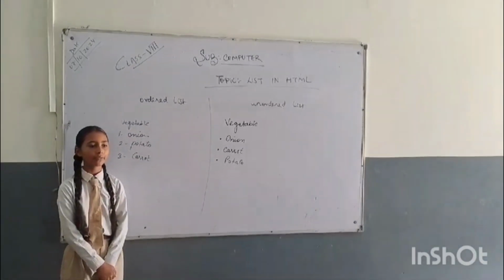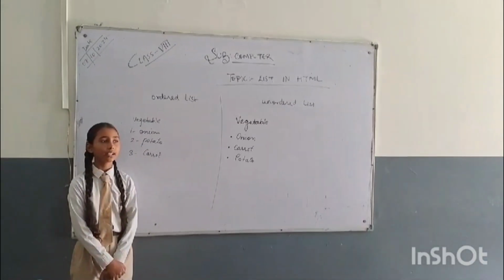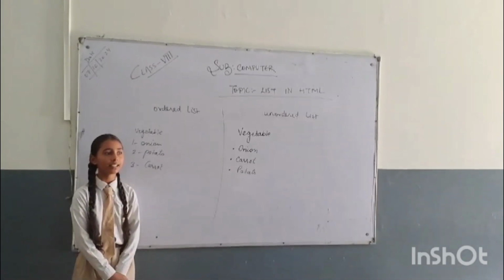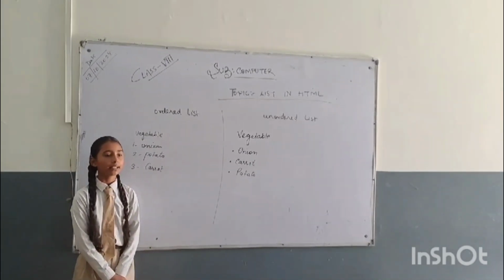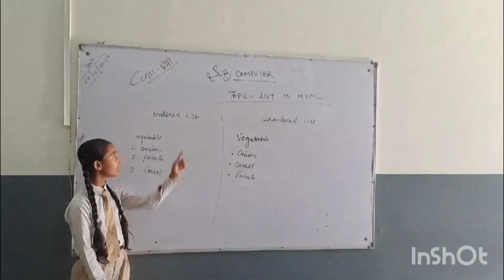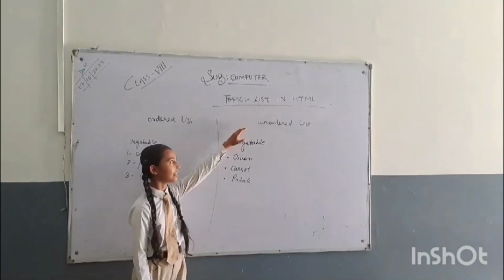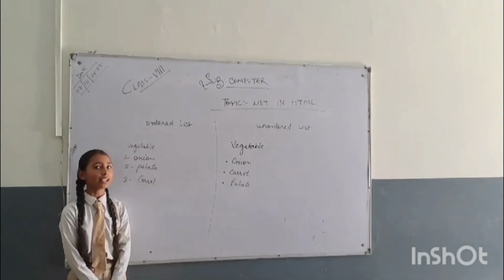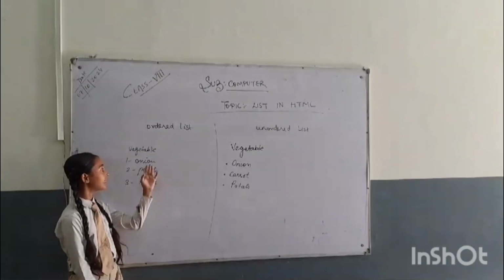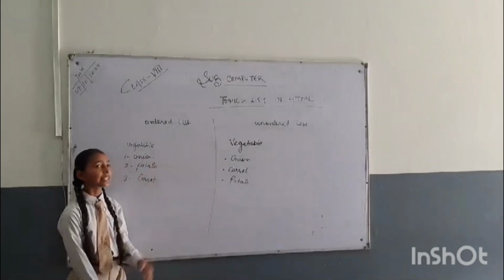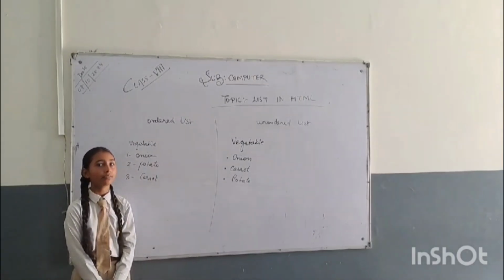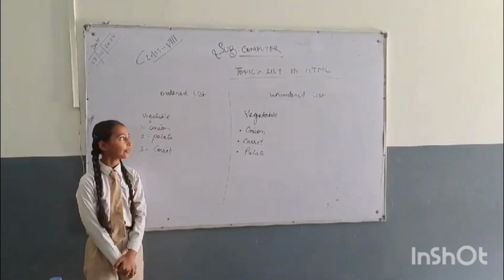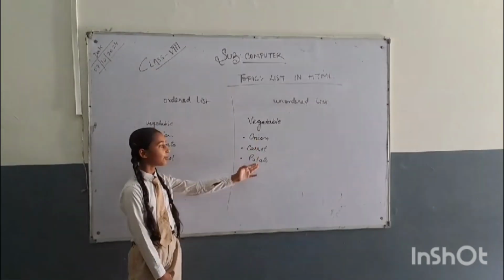Good morning everyone. I am Anshika Chaudhary from Standard 8, studying in Shamford Future School, Amroha. Today I am explaining the topic list in HTML. There are two types of list. First one is ordered list and second one is unordered list. Ordered list is written in a serial. For example, onion, potato, carrot. Second one is unordered list. They do not have serial. For example, onion, carrot, potato.